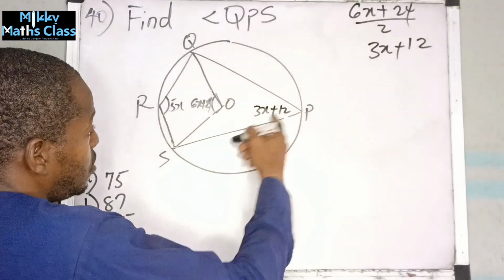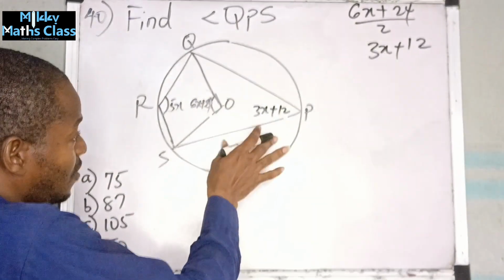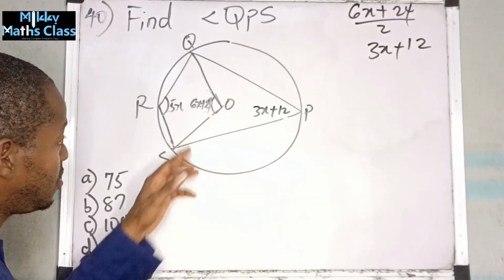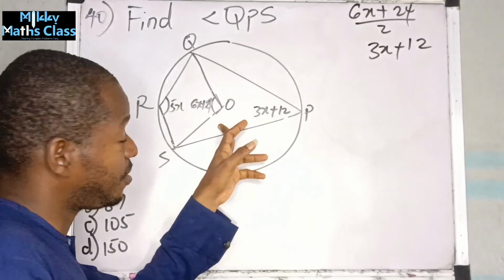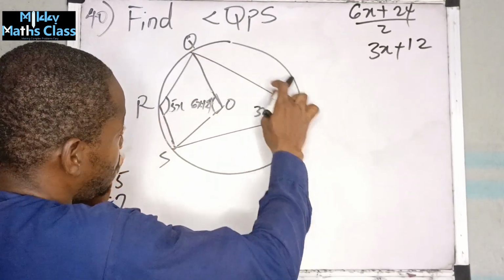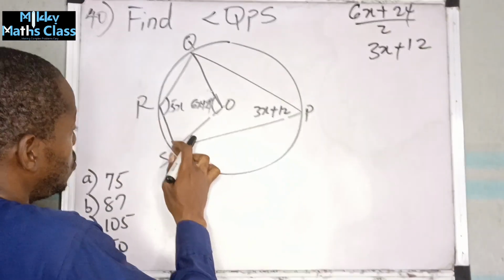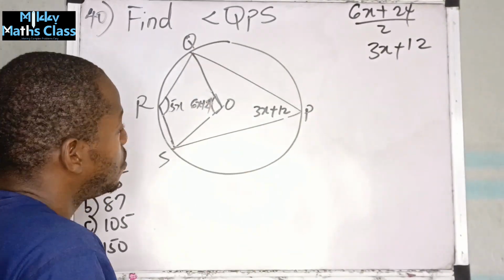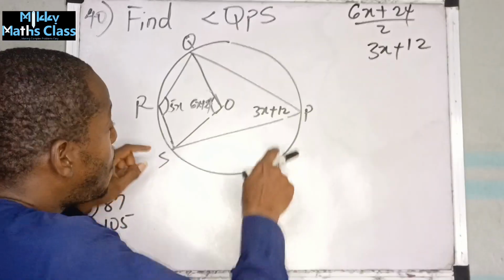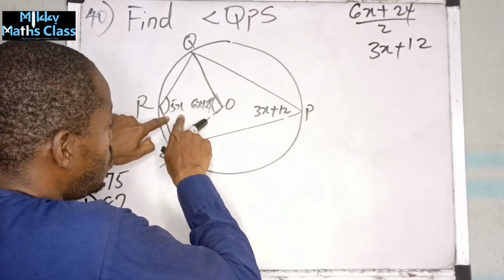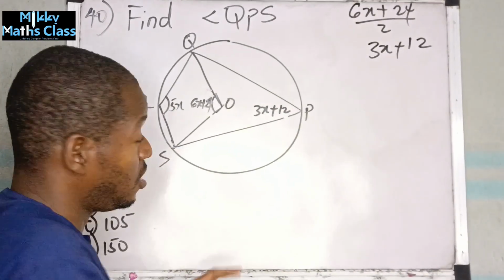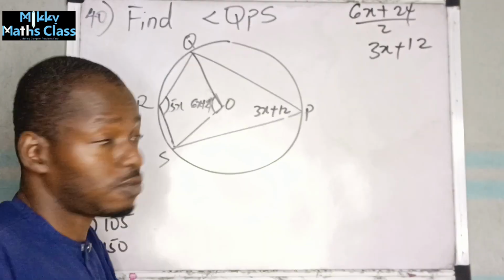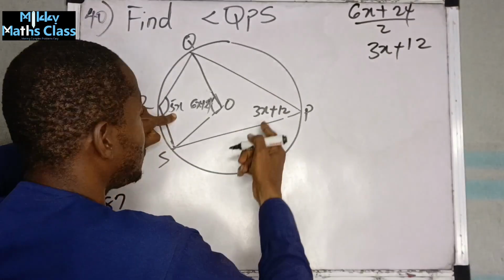Now this is a quadrilateral, a cyclic quadrilateral. And in a cyclic quadrilateral, look at it, 4 sides. A quadrilateral is a shape that has 4 sides. Now in the cyclic quadrilateral, opposite angles are supplementary. That means they add up to 180 degrees.